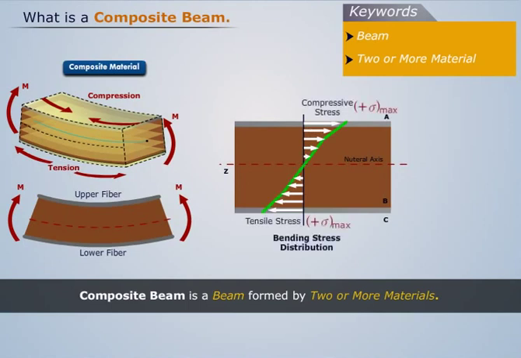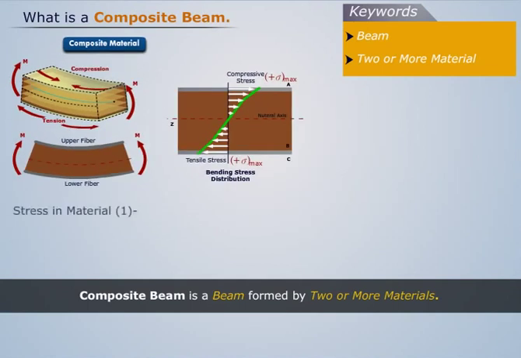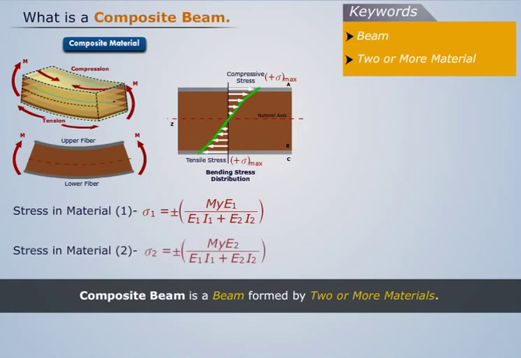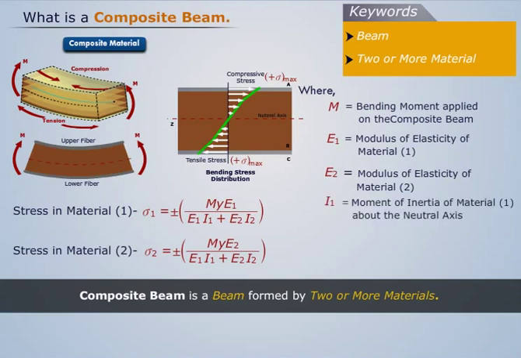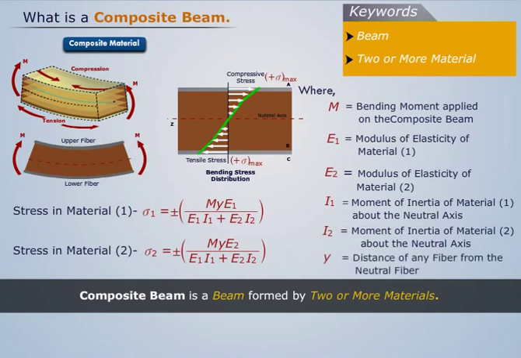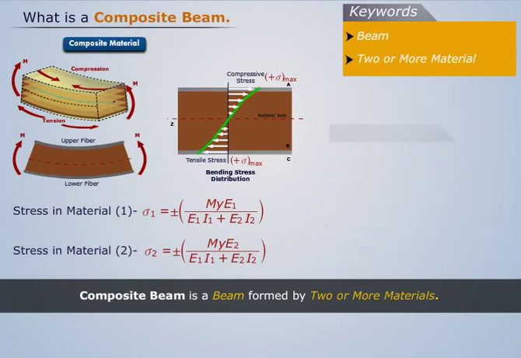The stress distribution in this beam will be: the stress induced in material 1 is given by, and the stress induced in material 2 is given by, where M is the bending moment applied on the composite beam, E1 the modulus of elasticity of material 1, E2 the modulus of elasticity of material 2, I1 the moment of inertia of material 1 about the neutral axis, I2 the moment of inertia of material 2 about the neutral axis, and Y the distance of any fiber from the neutral fiber.